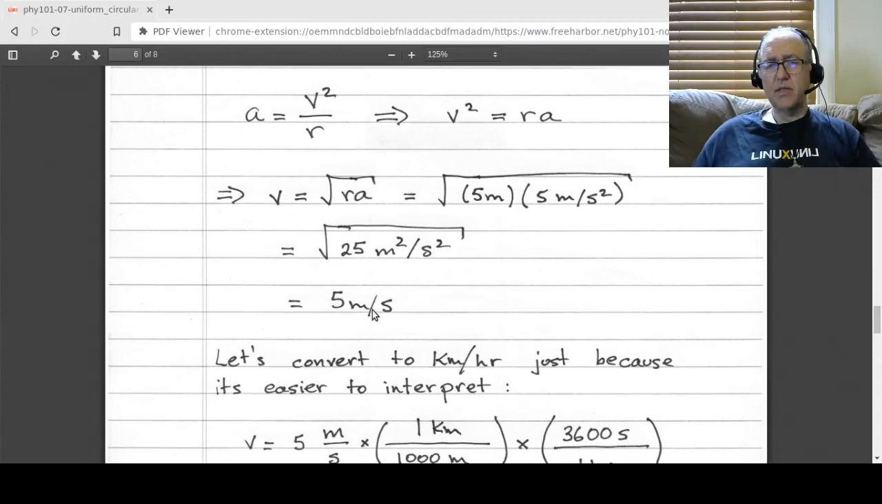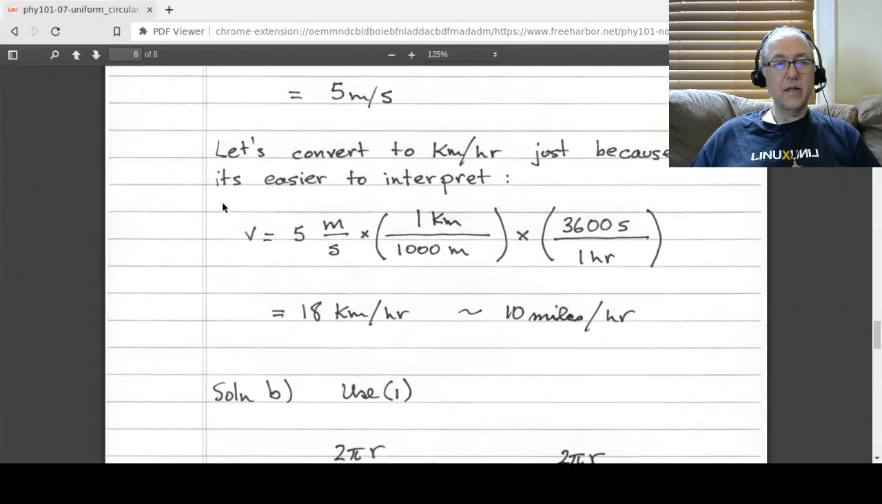Just to give you an idea, because this is supposed to be a real world example, let's convert this to kilometers per hour and then even to miles per hour. Everyone knows that you've got to slow down to go around a corner. Don't try to go around a corner at 30 miles an hour. You won't do it. Your own inhibitions won't let you do it. You'll start to realize, geez, this isn't working out too well for me. So you have to slow down when you go around a corner. This is why.